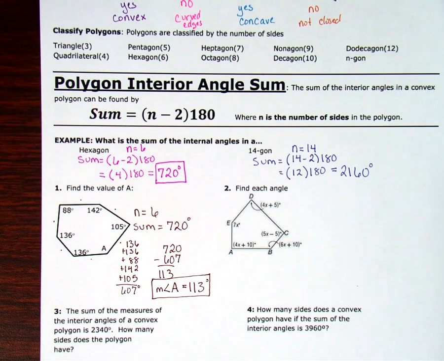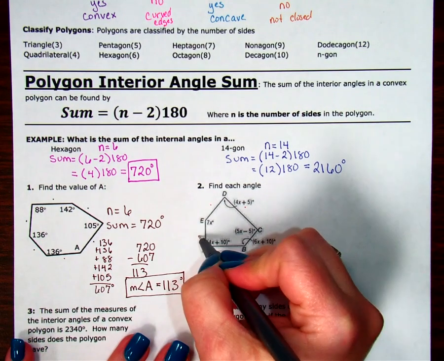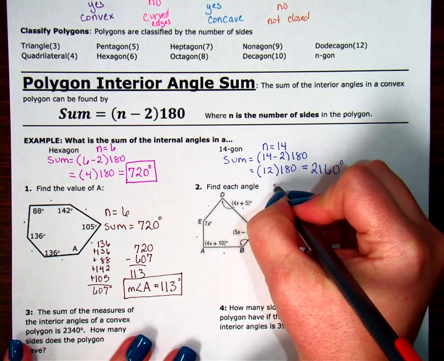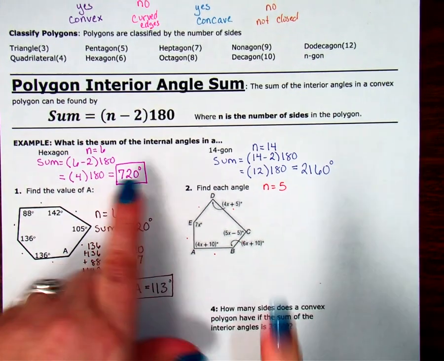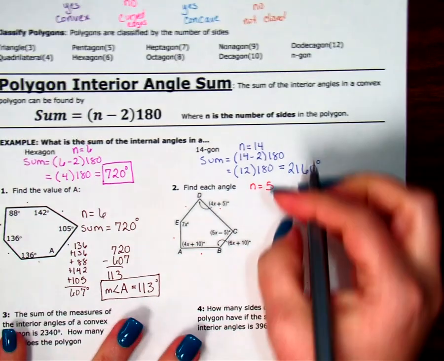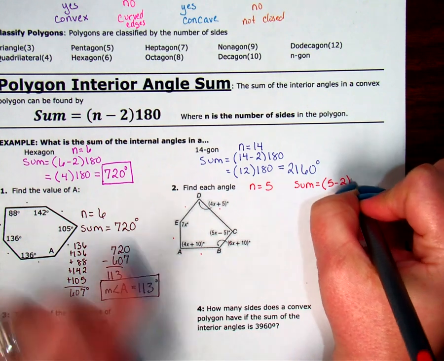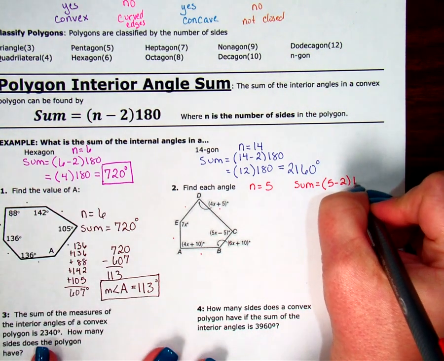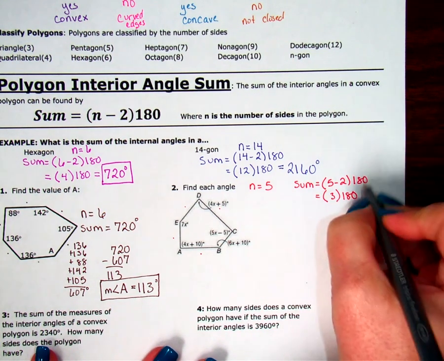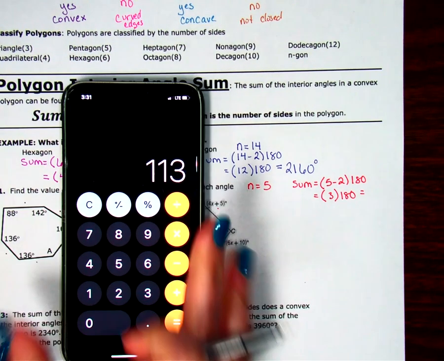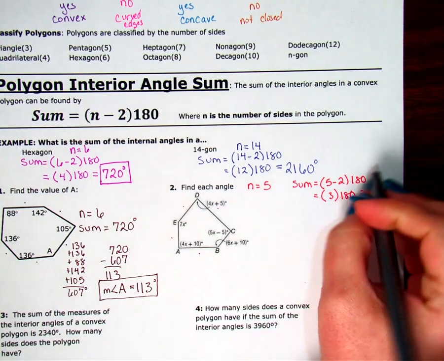So on my second example, let's see, what shape do we have? How many sides? 1, 2, 3, 4, 5 sides. Okay, so if I have 5 sides, my n value is 5. I haven't done an n value of 5 yet, so I'm going to have to plug that n in and see. My sum is going to be 5 minus 2, because it's n minus 2, times 180. So that's going to be 3 times 180. So I'm going to grab my calculator and do 3 times 180, which gives me 540 degrees.